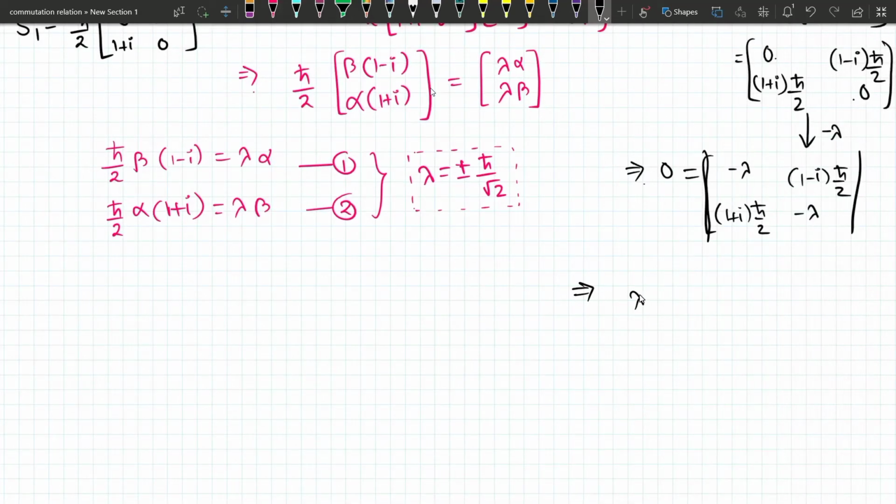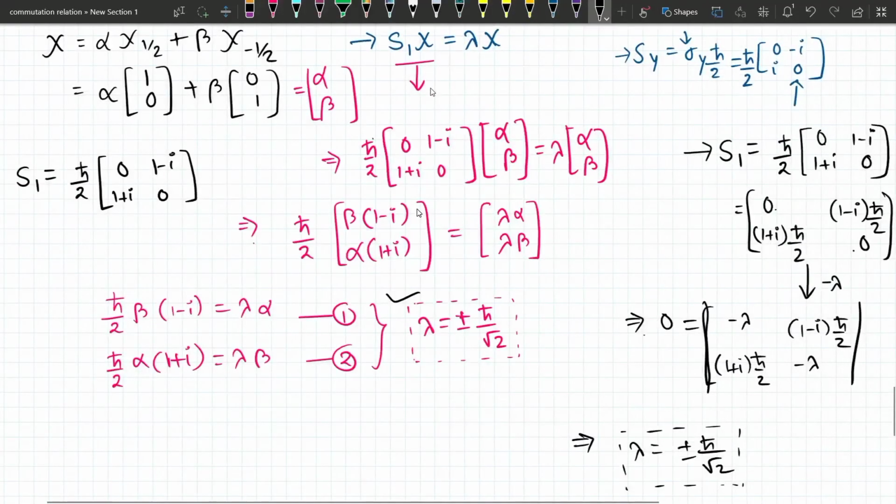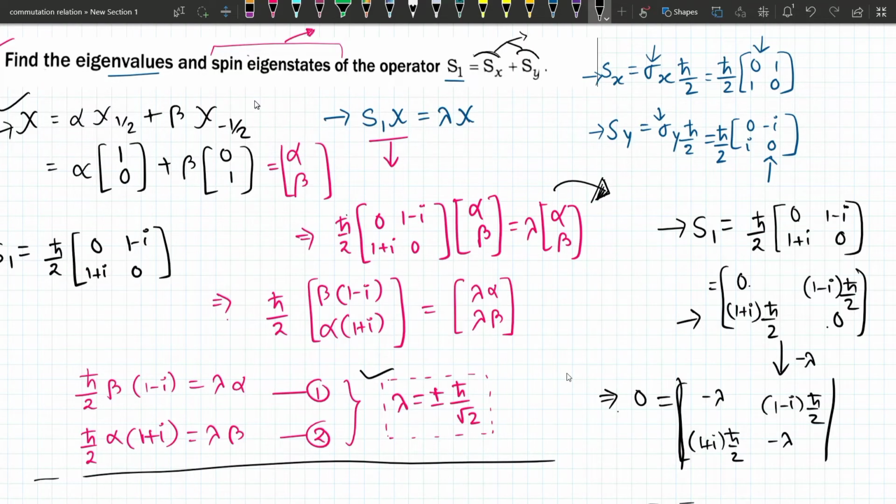So lambda square, from here you will get the similar result, lambda is equals to plus minus h cut over root 2. So this is another method, a simpler method rather than this method. Okay, so this is the actual concept, and you can find this method from this method. Okay, now we have to find the eigenstates of the operator S1.